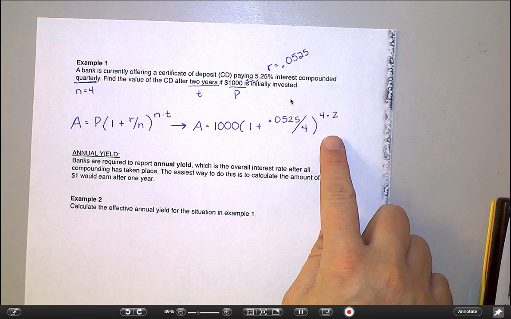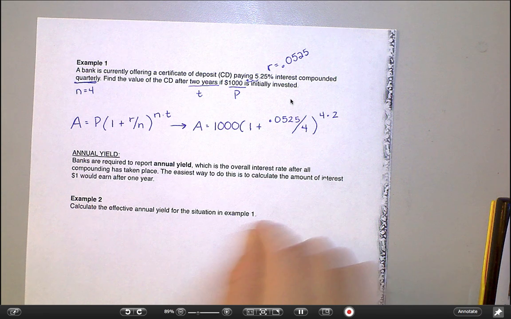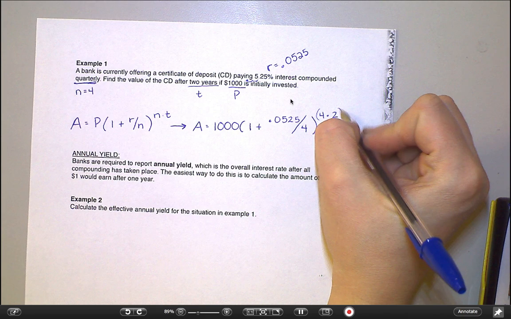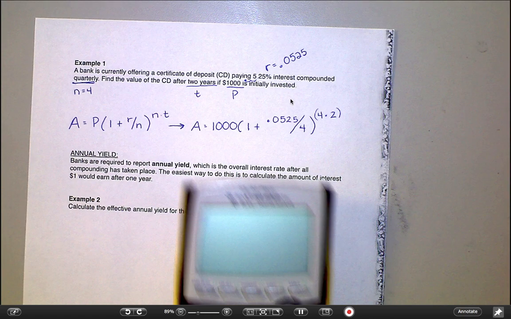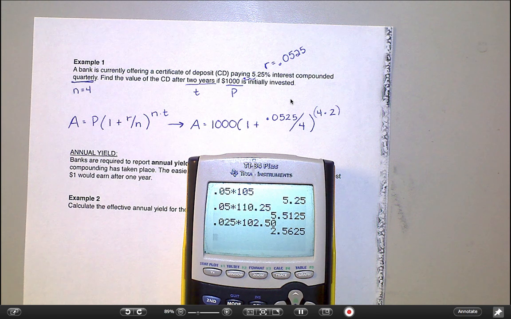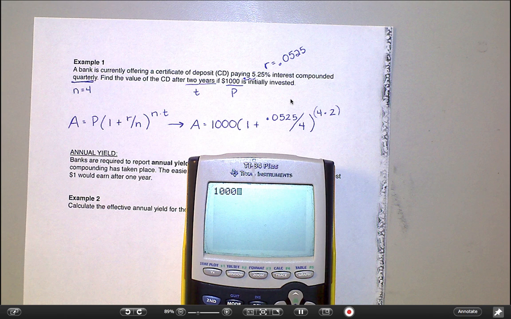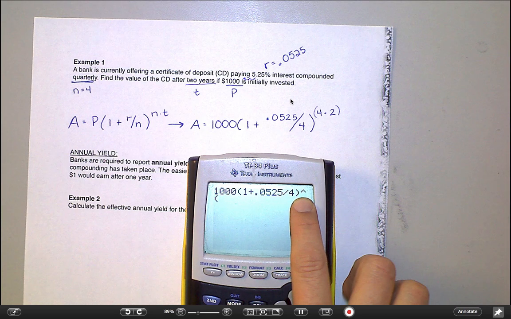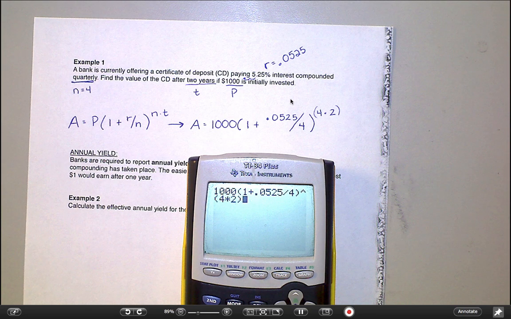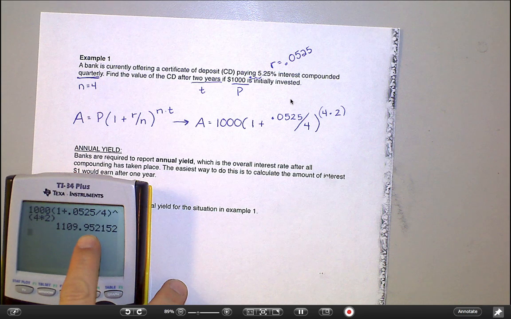Now I just need to calculate this, and I'm going to type it in pretty much exactly how it says. Depending on your calculator, you may need parentheses up here, but other than that, you don't mess around with any other new parentheses. So I'm just going to get rid of all this junk: 1,000 times 1 plus 0.0525 divided by 4, to the power of, and in my calculator, because of the way it does my powers, I do need parentheses, 4 times 2, or you could just make that an 8. If you need to, pause it right here so you can see how that's typed into the calculator. But that's what we should end up with: 1109.95. This is money, so I'm rounding to 2 decimal places.